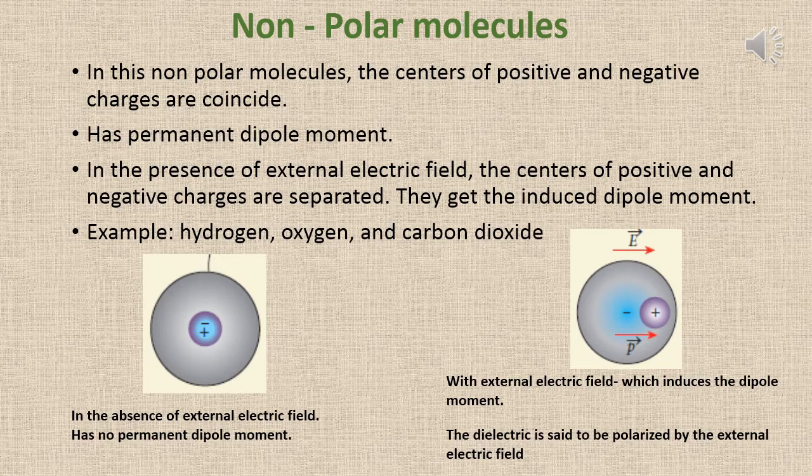Look at the second diagram. Compare the first one and the second one. Because of the presence of the electric field, there is a slight change in the position of the positive core and negative core, and that small p vector is nothing but the dipole moment. That atom as a whole is placed within the electric field. Because of that, that induced dipole moment is created. The best examples are hydrogen, oxygen and carbon dioxide.